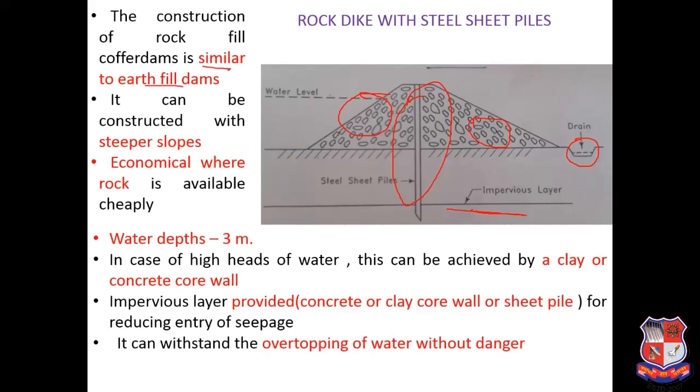It can be constructed with a steeper slope as compared to the first one, and it is economical where rocks are available cheaply. It may be utilized up to a depth of 3 meter, and in case of high head of water, this can be achieved by clay or concrete core wall, and an impervious layer provided in the form of sheet pile. So here this figure shows rock fill cofferdam with sheet pile.